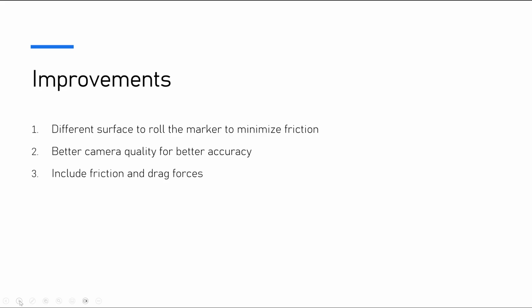Some improvements we could do would be use a different surface to roll the marker to minimize friction and make sure it was a completely horizontal surface, as well as we could have used better camera quality for better accuracy, and then include friction and drag forces.